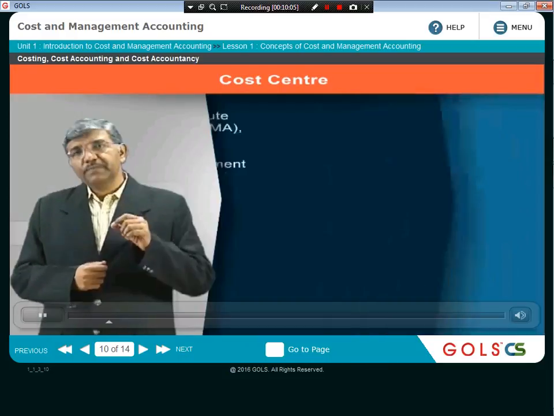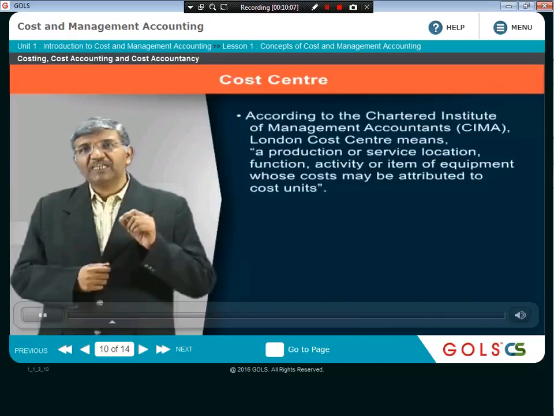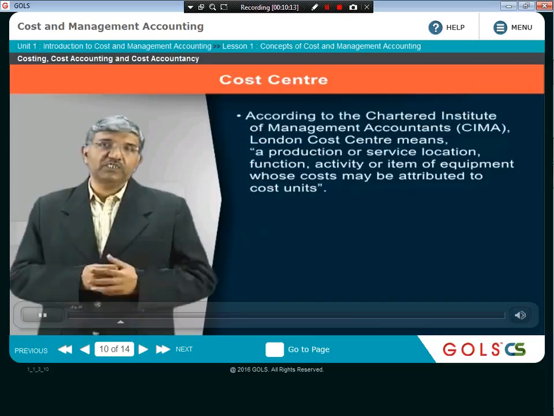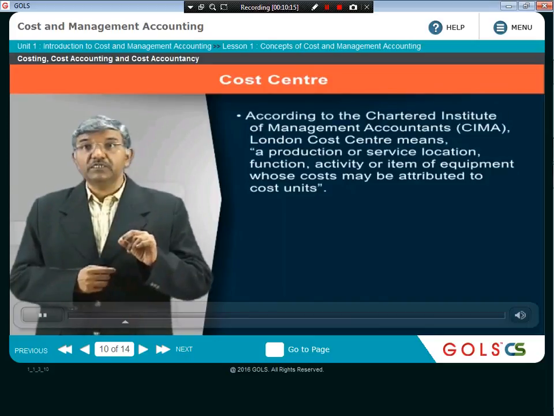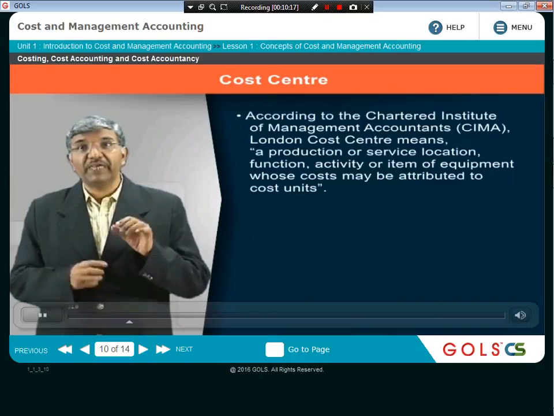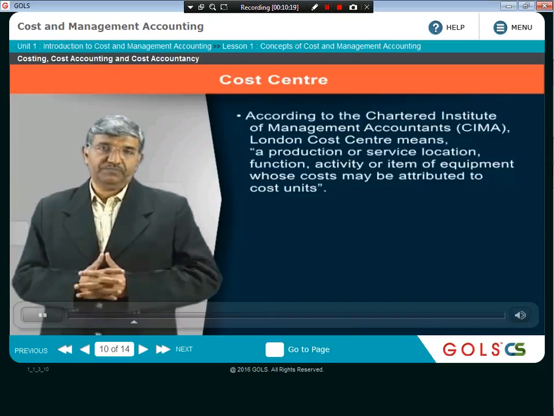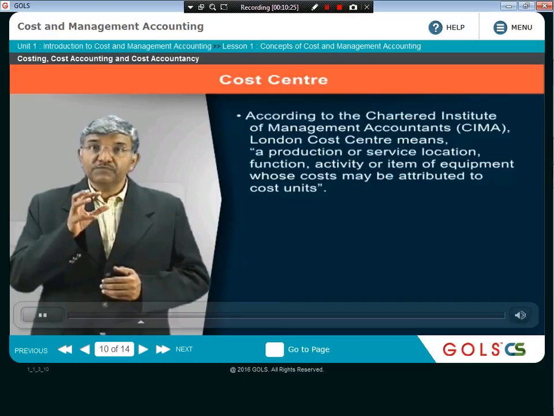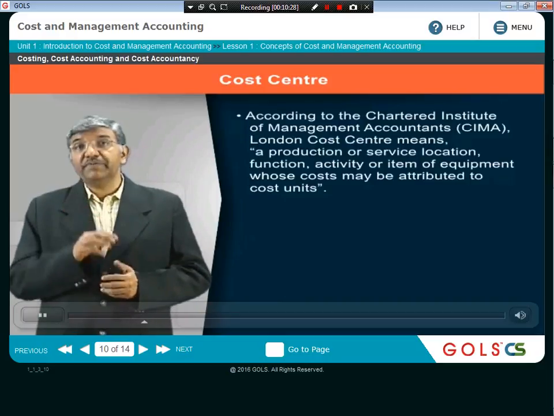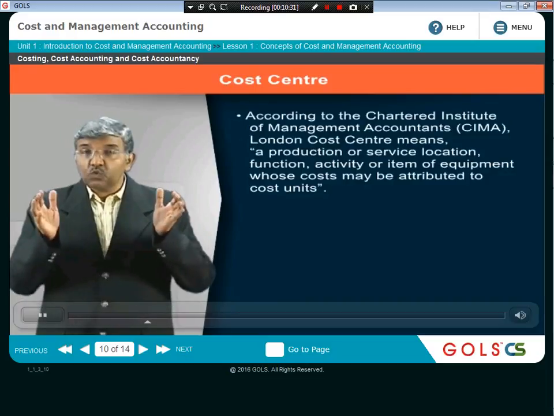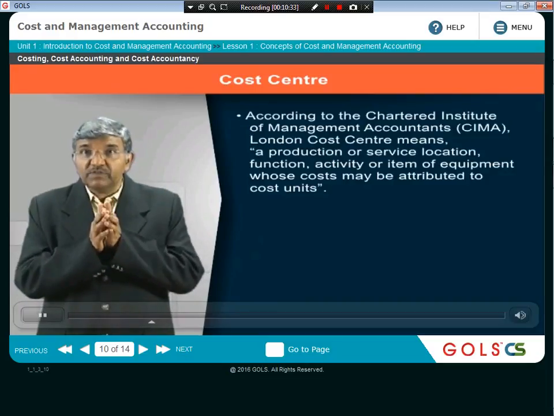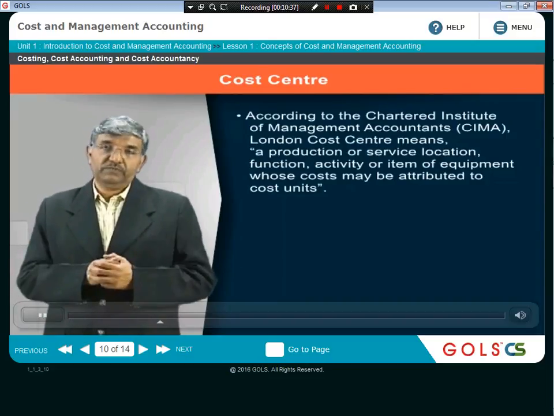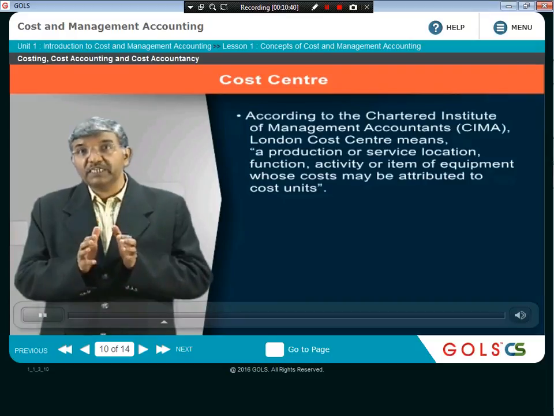As per the Chartered Institute of Management Accountants of London, cost center means a production or a service location, function, activity, or an item of equipment whose cost may be attributed to the cost units. So it is a location or a function or an activity. First of all, the total cost of that will be decided and then it will be divided to the different products. Such a location, function or activity is called a cost center.